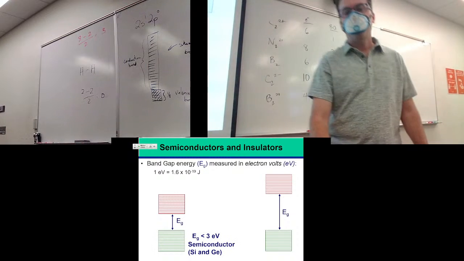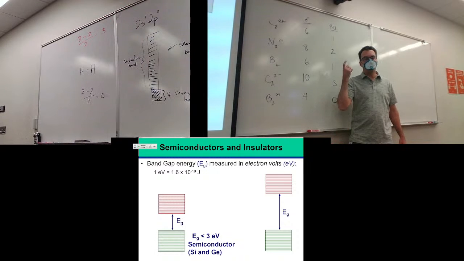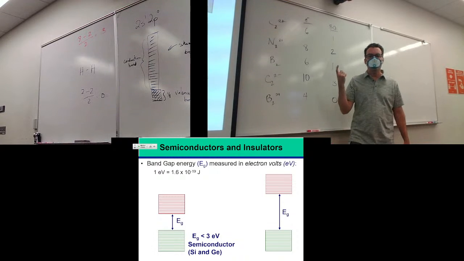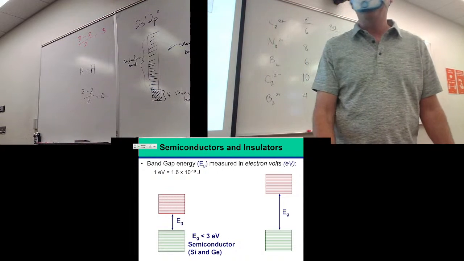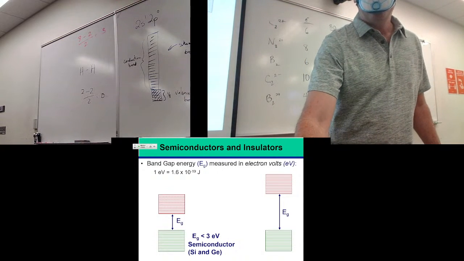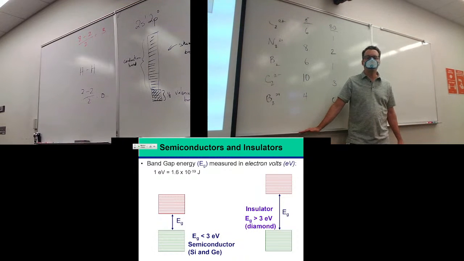And for actual values, if it's a semiconductor, it's going to have a small band gap, which is going to be less than 3 electron volts. So silicon and germanium fall in this range. If it's an insulator, it's going to have a band gap that's greater than 3 electron volts. So diamond is an insulator. Ceramics are insulators. Okay, things like that.